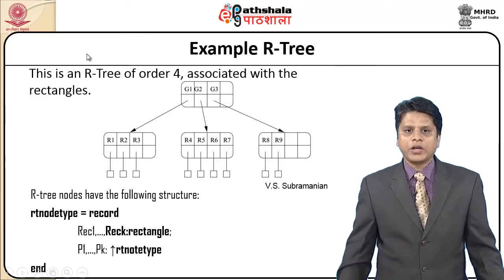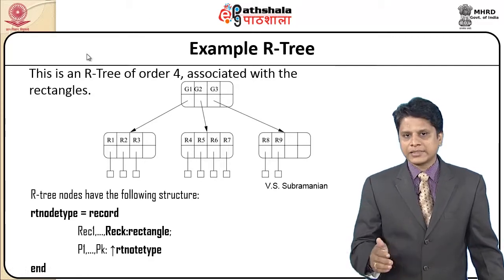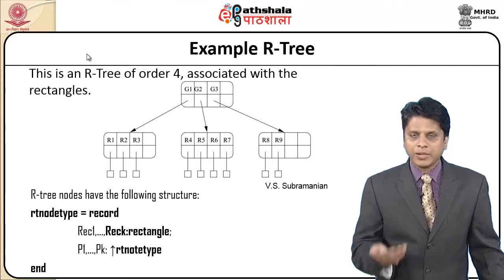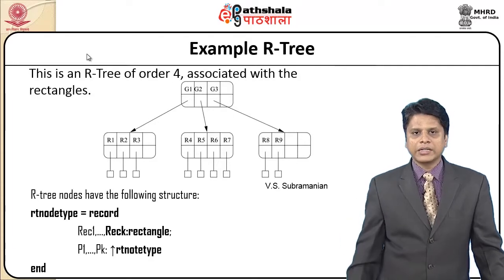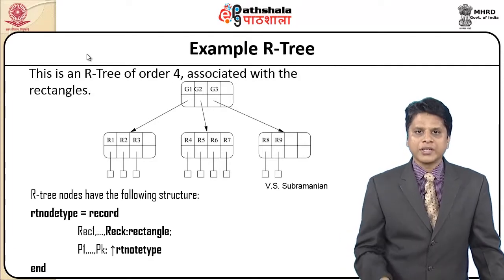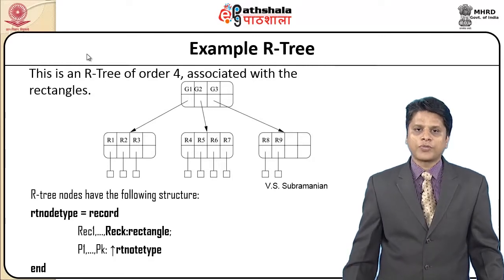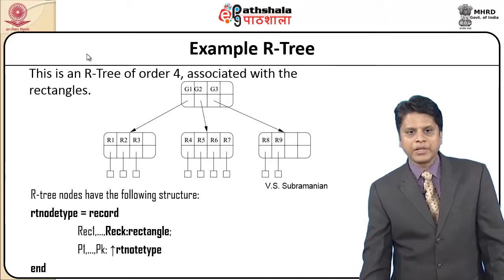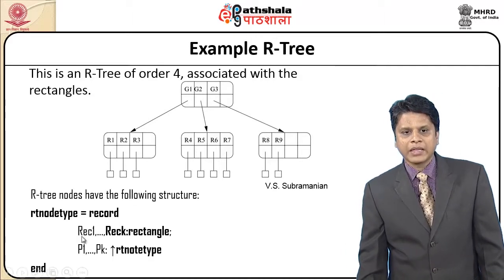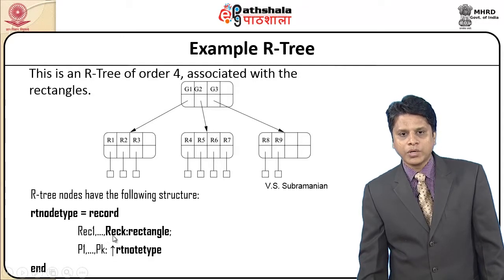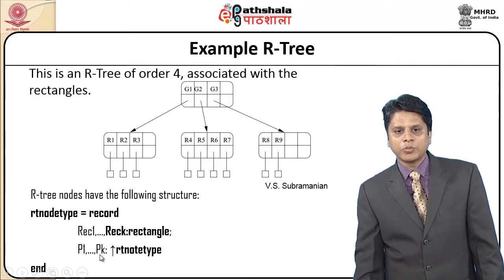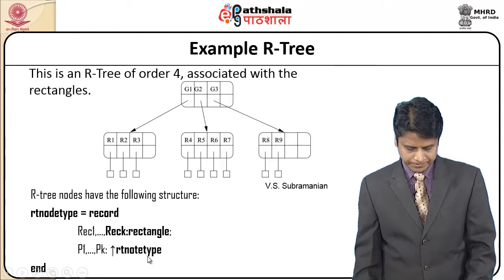So this R tree is of order 4 associated with the rectangles. It need not be 4 in terms of order; it can be even more than that, but here we have identified 4 groups, so we say 4 nodes, order of 4. R tree nodes have the following structure. The node type is assigned as a record, and we have rectangle 1, rectangle 2 up to rectangle K, which are specifically mentioned as rectangles, and P1, P2, P3 until Pk, which are of the R tree's node type.